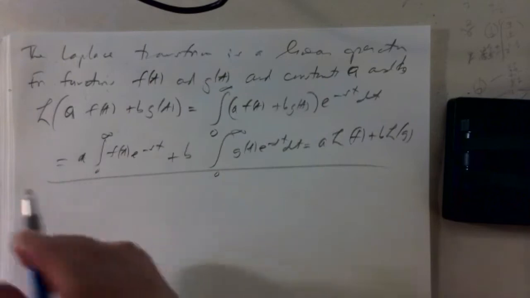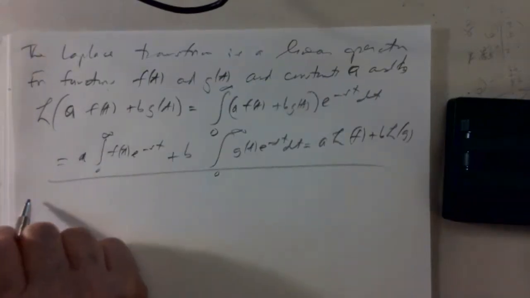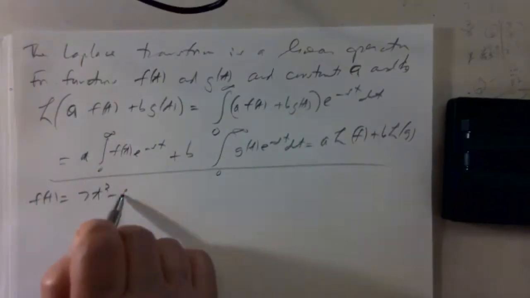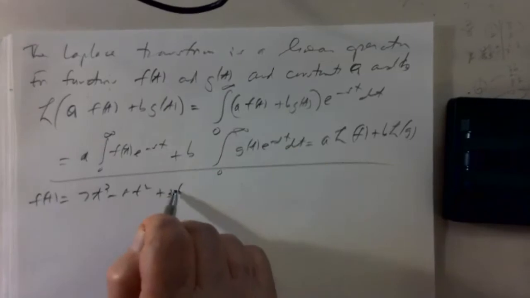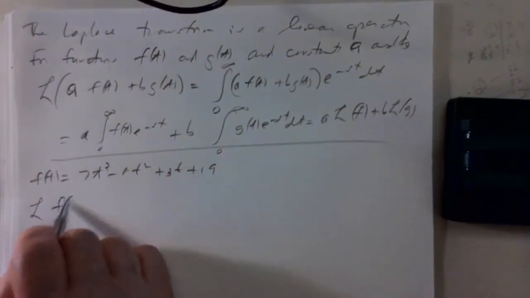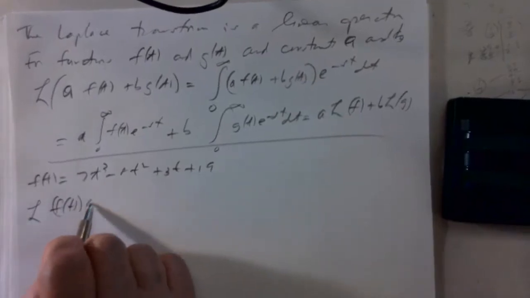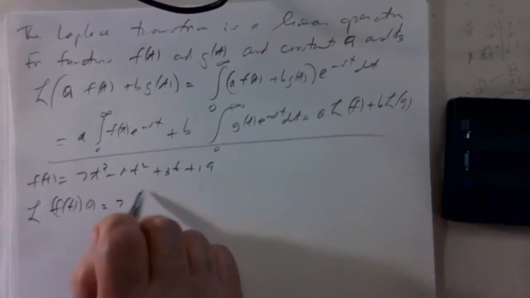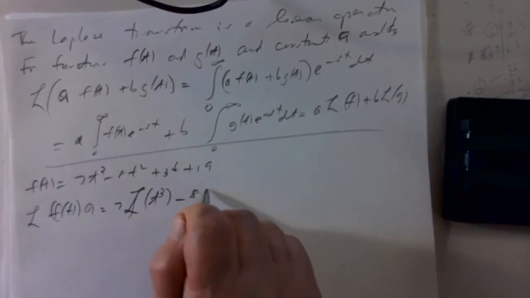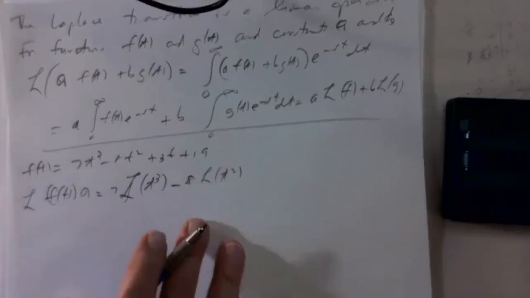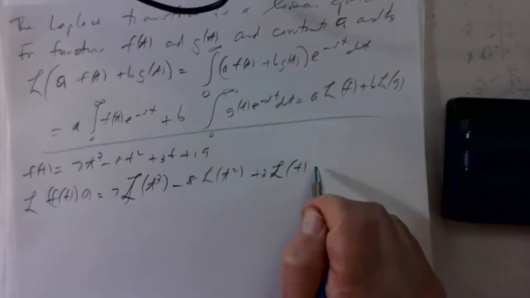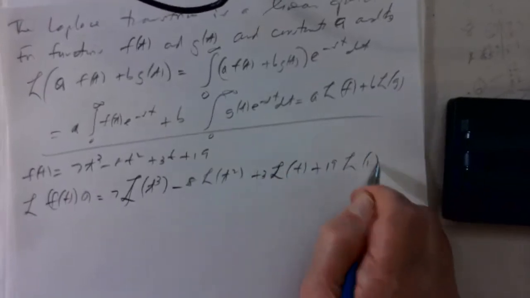So this means we now know the Laplace transform of any polynomial. If you take the function f of t to be, I don't know, 7t cubed minus 8t squared plus 3t plus 19, what is the Laplace transform of f of t? It's 7 times the Laplace transform of t cubed minus 8 times the Laplace transform of t squared plus 3 times the Laplace transform of t plus 19 times the Laplace transform of 1.